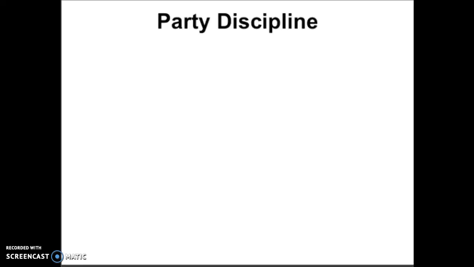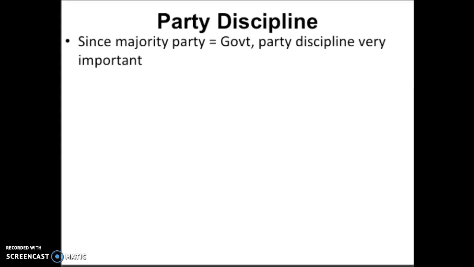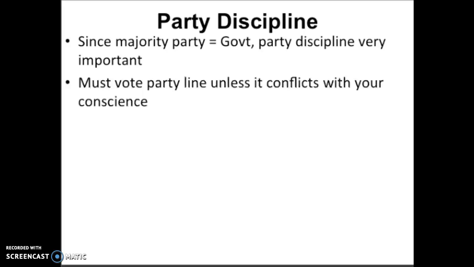Okay, party discipline. In the UK Parliament, since the majority party is considered the government, party discipline is very important. So this is very true too in the US House of Representatives and the Senate. Generally, you are going to vote according to what your political party wants you to vote. Most of the time, you are going to vote the party line, and voting the party line or toeing the party line means that you're going to support what your political party agrees with.